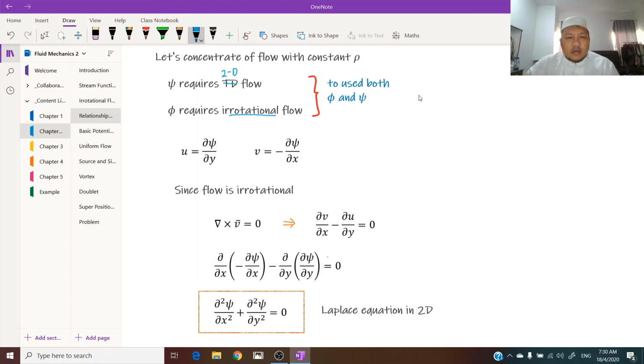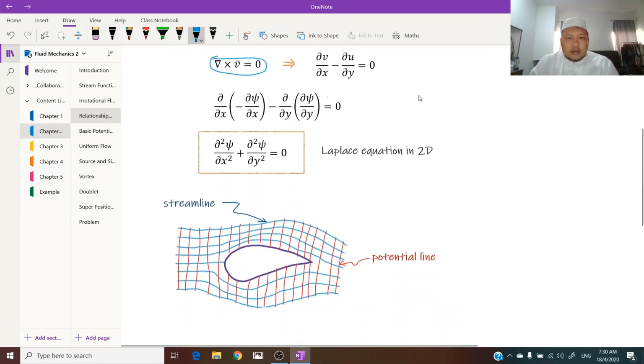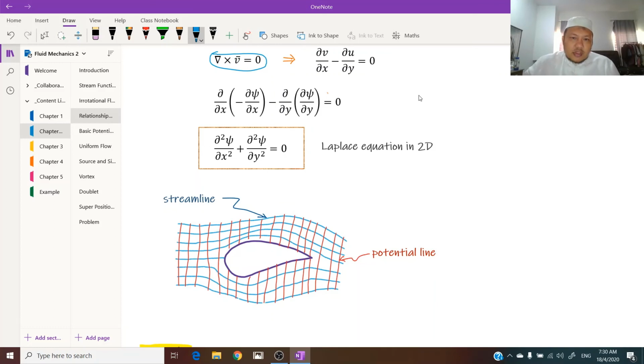Since the flow is irrotational, we know that the curl of V should equal 0, which means the vorticity equals 0. Therefore, we have dv/dx minus du/dy equal to 0. Alright, so now we substitute back into these equations, and we get a similar equation for the stream function, which is the Laplace equation in two dimensions for the stream function.